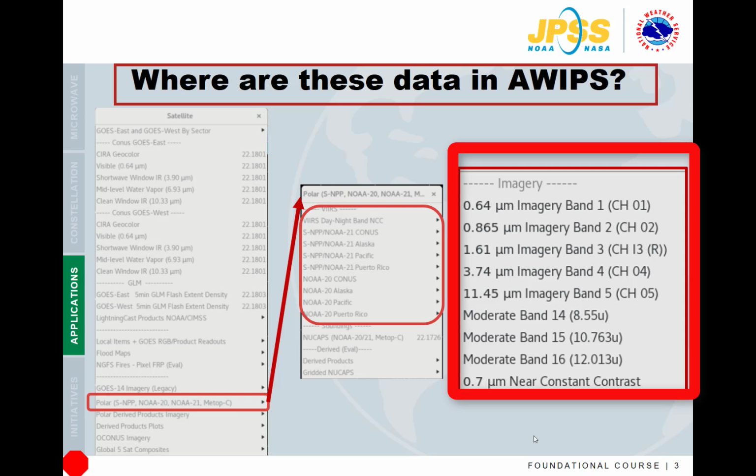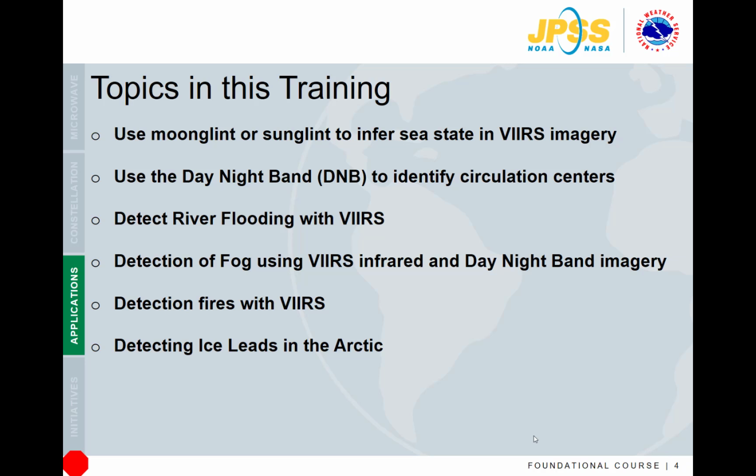The I bands 0.64, 0.865, 1.61, 3.74, and 11.45. Some of the M bands, and also the near constant contrast, which is the day-night band. This list shows what is discussed in this training. You might know of others yourself. Let us know.